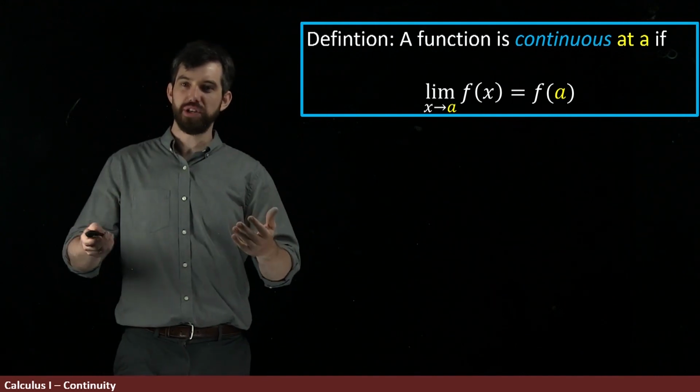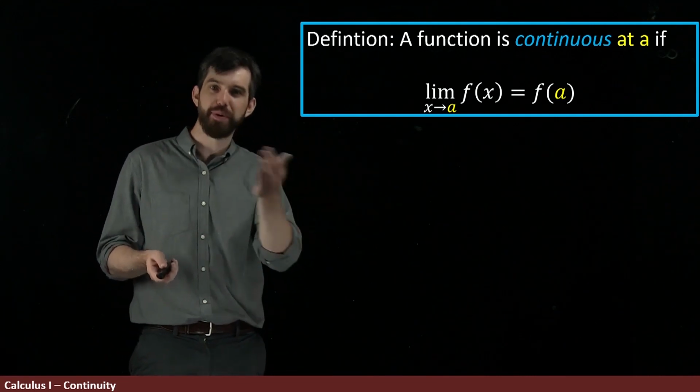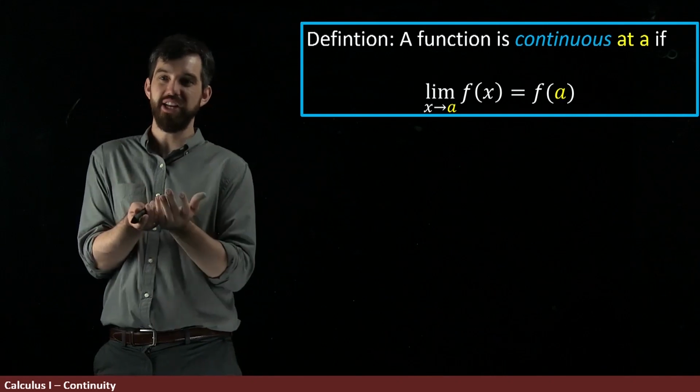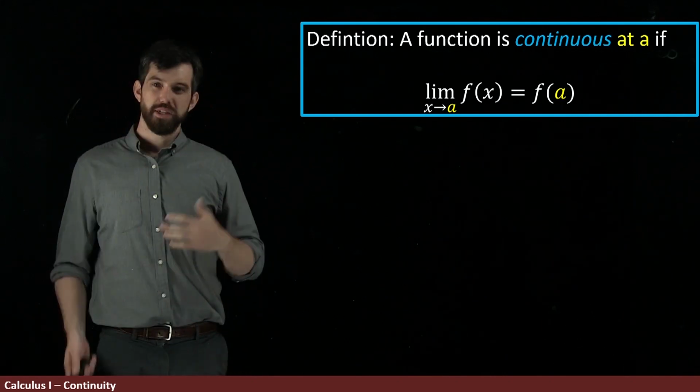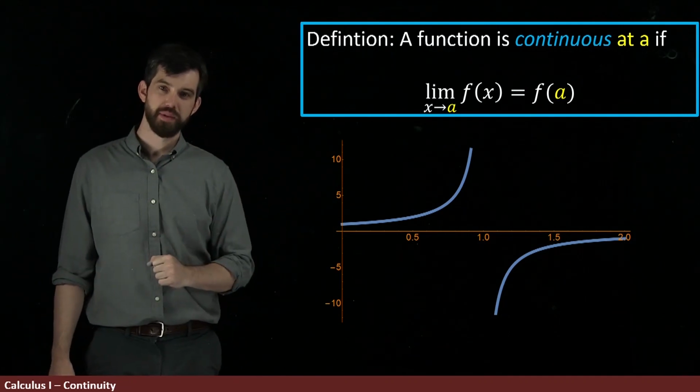So some functions are continuous for all points. Other functions are continuous for some points, but not for others. And in a few very weird examples, you have functions that are not continuous anywhere. So let's go back to one of our examples. This was the 1 over 1 minus x.